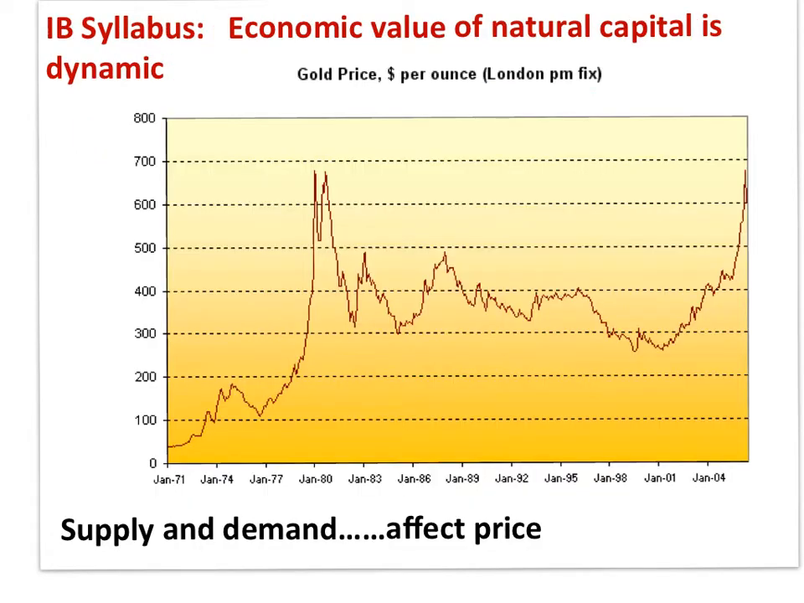Here is a graph showing the price of gold over time. The price of natural capital is influenced by both supply and demand. On the supply side, if the harvest of gold increases due to new technology, then the price would go down. On the demand side, if the price goes down because of greater availability, the demand will increase. Or if the cultural interest in buying gold jewelry in India were to decrease, the price of gold would decrease.